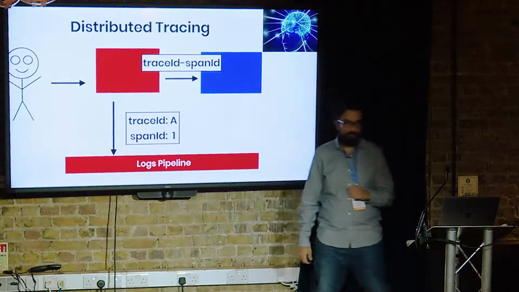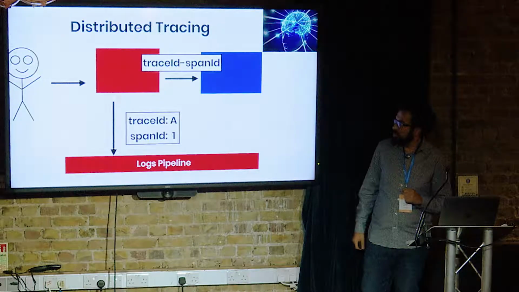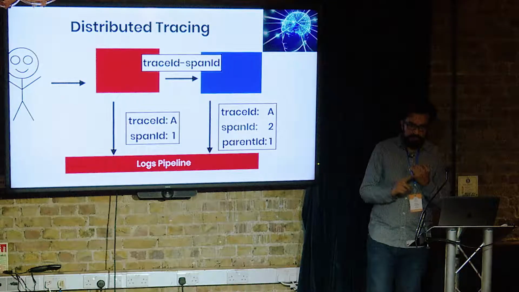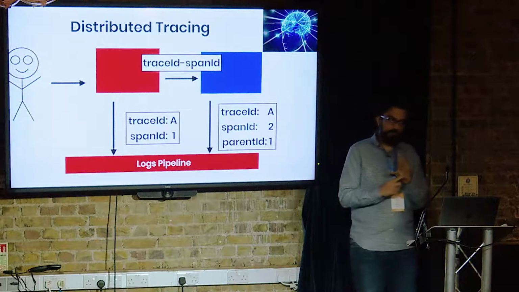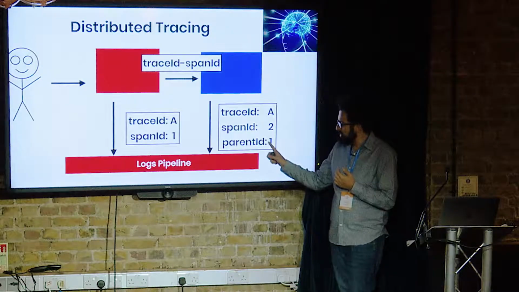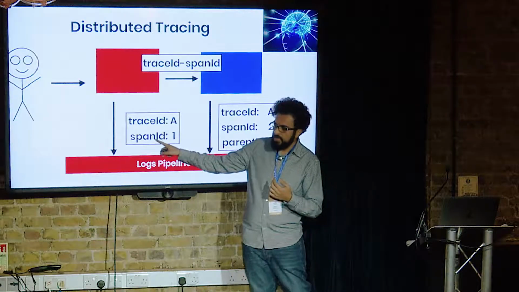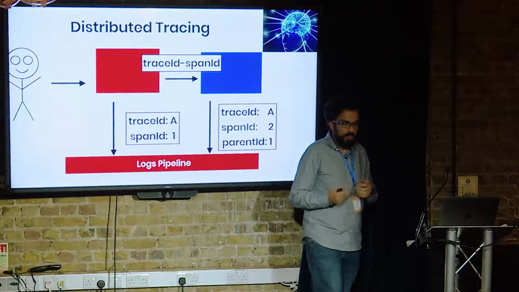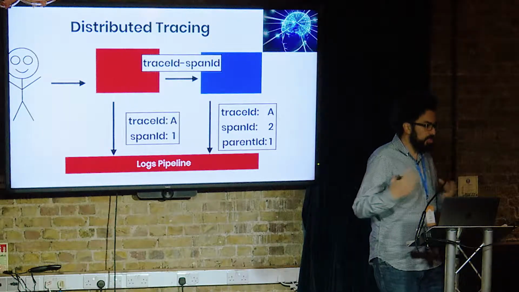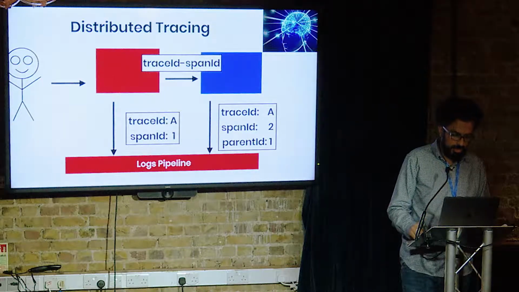All right? Now, this blue box is going to do something different. When it's going to log, it's going to send the same trace ID, a new span ID, and the parent span ID. So this refers to that. So now we have a sort of lineage between all the operations in our microservice.